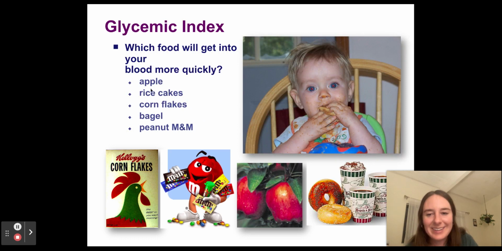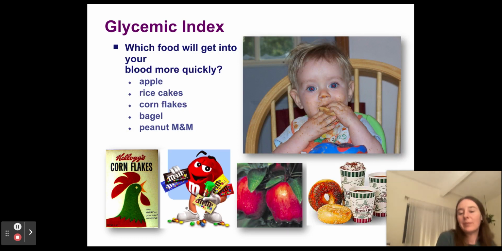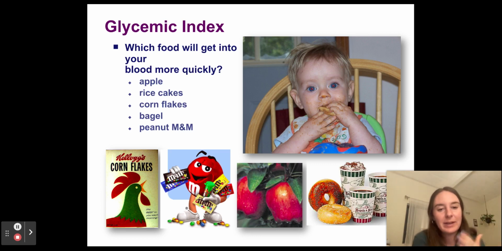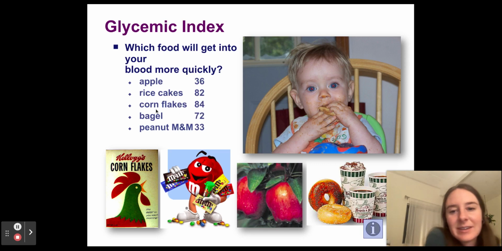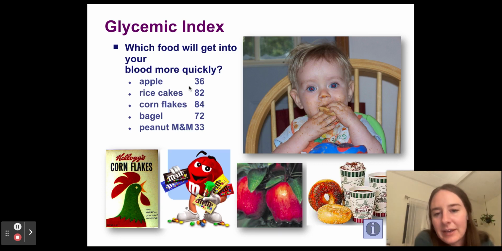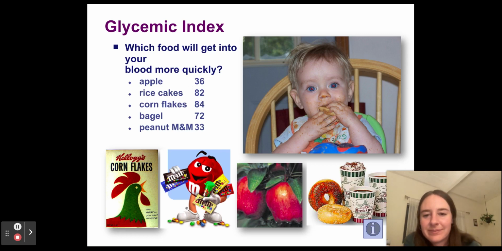So take a look at these options: rice, apples, rice cakes, cornflakes, bagels, peanut M&Ms. Which one do you think will get into your blood the fastest? Which one do you think your body can digest and break down the fastest? Take a guess, and let's take a look. The food with the highest glycemic index is cornflakes, so that will be the one to get into your blood the fastest, as opposed to peanut M&Ms and apples, which are less fast.